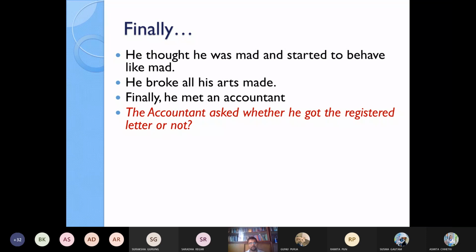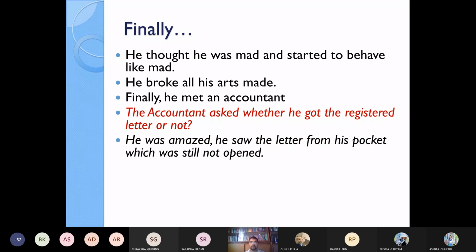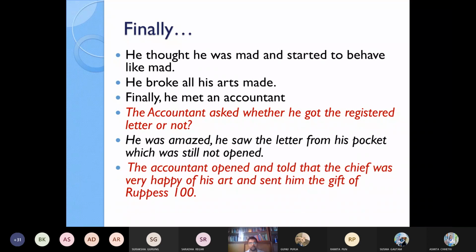The accountant asked whether he had got the registered letter or not. He was amazed. He took the letter and saw that it was still not opened. The accountant opened it and told him that the chief was very happy with his art and had sent him a gift of rupees 100. Then Govinda Singh was surprised. He had thought it was a letter from a court and his pension was going to be lost. But it was a gift sent by his chief.